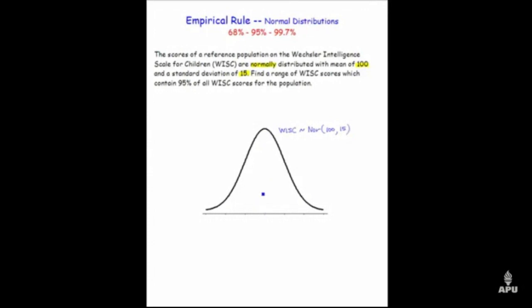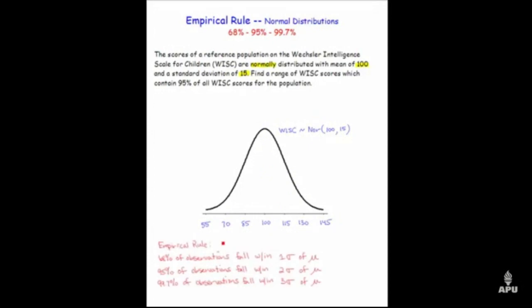The center of the distribution will be at 100. Going out 1 standard deviation above the mean, it will be at 115. 1 standard deviation below the mean puts us at 85. 2 standard deviations above the mean will be 130. 3 standard deviations above the mean, 145. 2 standard deviations below the mean will be 70. 3 standard deviations below the mean will be 55.